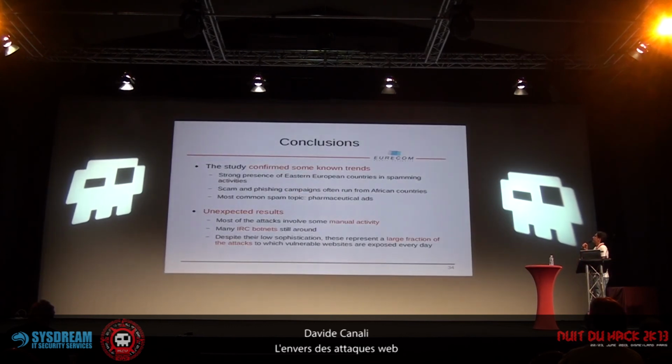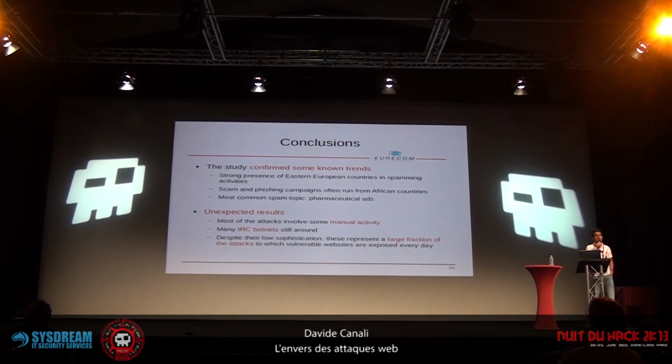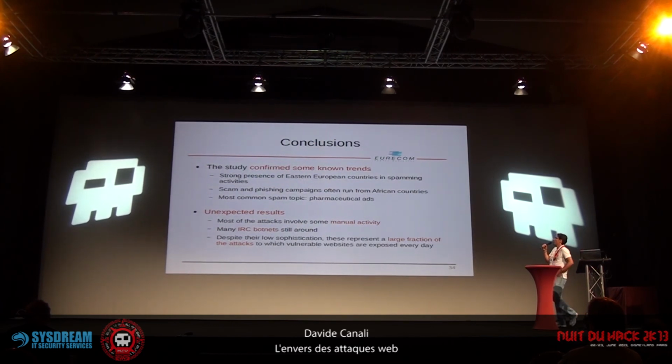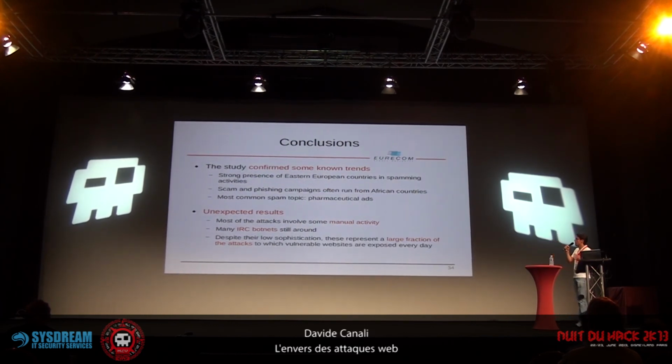As I showed you, you may not be surprised by some of the conclusions. For example, we found that there's a strong presence of Eastern European countries in spamming activities on the forum, especially. We found that scam and phishing campaigns are often run from African countries, and Nigeria in particular. That may not be surprising. We also found, as I showed you, that pharmaceutical ads are one of the most common spamming topics. That's fine, I guess you all know that.